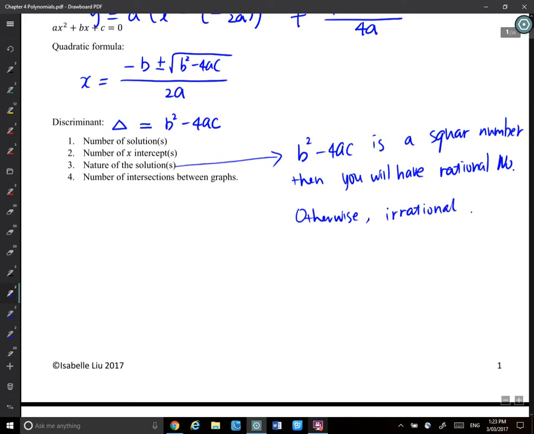Otherwise it will be irrational numbers. Number 4 is the number of intersections between the graphs. I have a quadratic and a linear, and I want to know how many points of intersection I can have. I can have 0, 1, or 2. So I will use the discriminant to decide that.